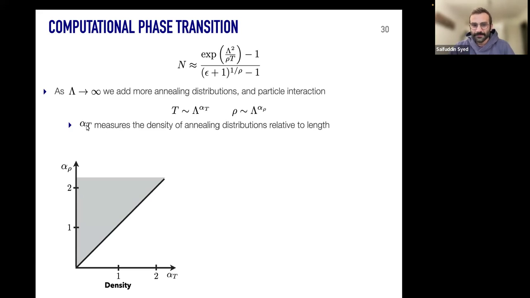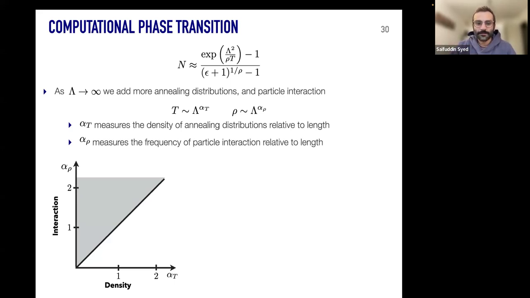So alpha t measures the density of the annealing path, like how densely am I populating my annealing distributions? So alpha t equals 1. When alpha t is less than 1, it's going to be sparse relative to the difficulty of the problem. When alpha t is much bigger than 1, it's going to be roughly dense. And then alpha rho represents the rate of particle interaction relative to the difficulty of the problem. So as alpha rho increases, we have particles interact more. As alpha rho decreases, they interact less. Remember, rho is always less than or equal to t, so alpha rho always has to be less than or equal to alpha t.